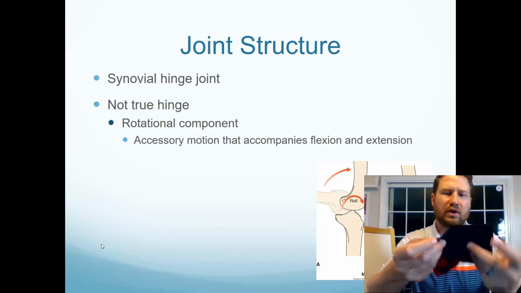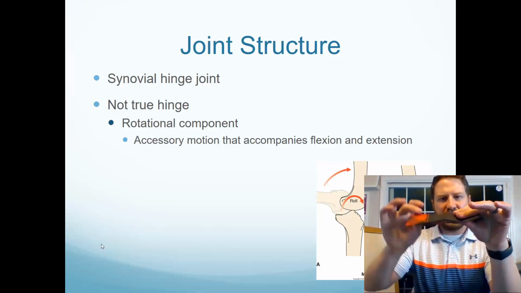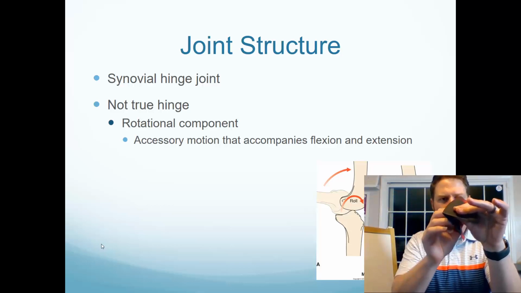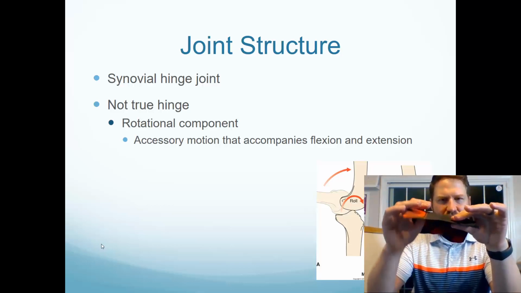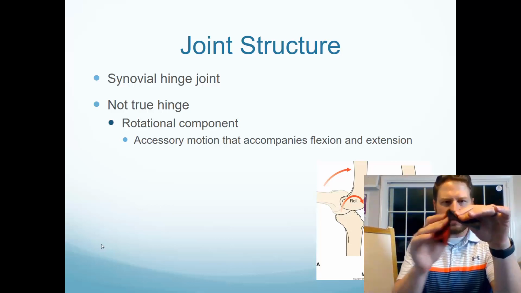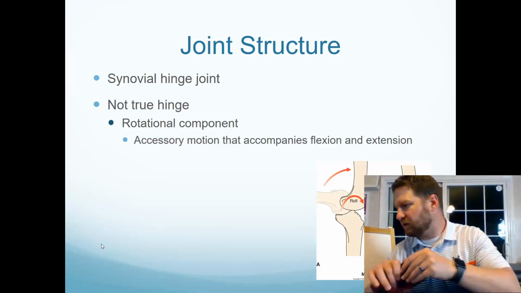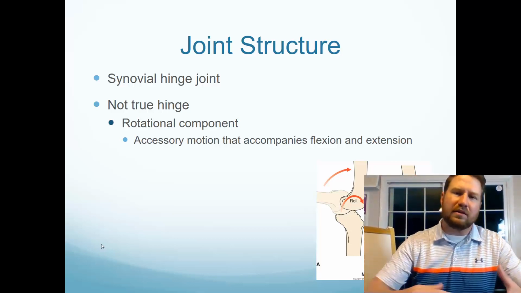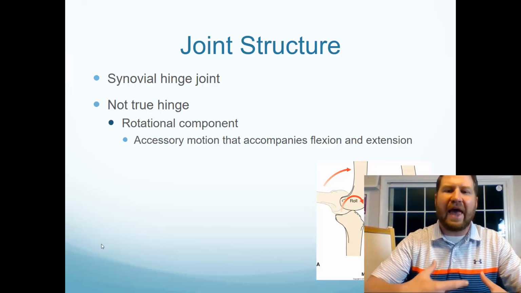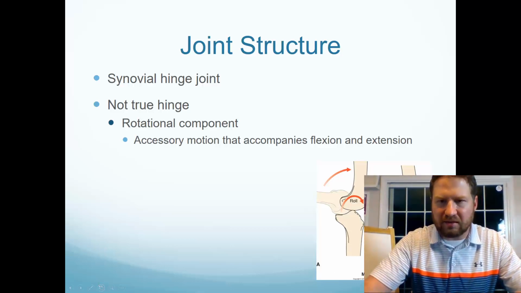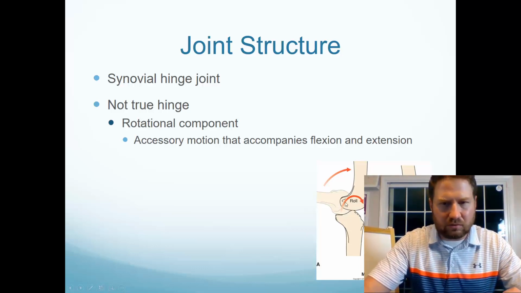Okay, a true hinge joint would be if this stayed still and that just opened and closed. Okay, but that's not the structure that we're dealing with. If it was, our life would be a lot easier. The structure that we're dealing with has those arthrokinematics in here. It has the roll and the glide in different directions because otherwise it would just roll out of the socket.